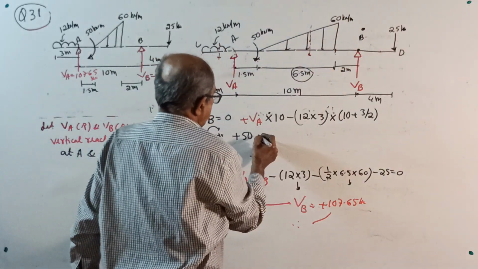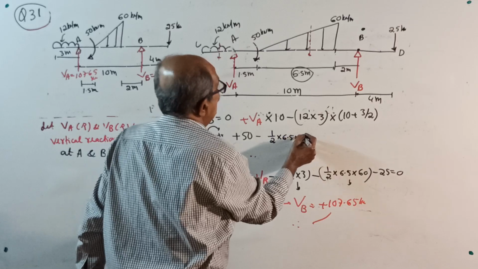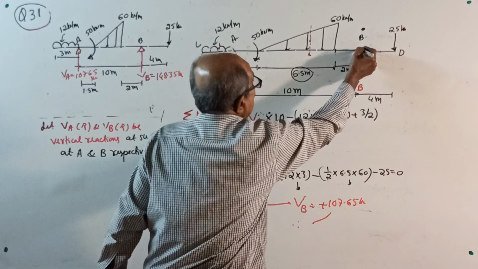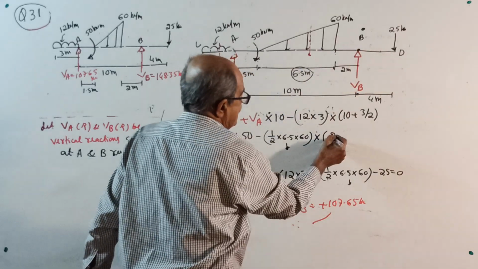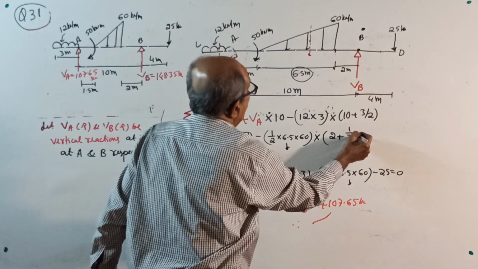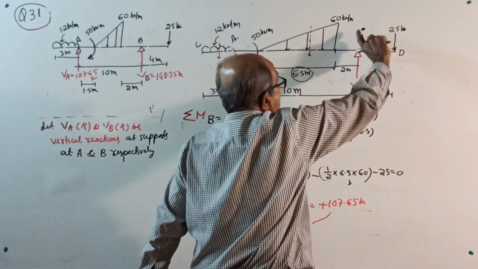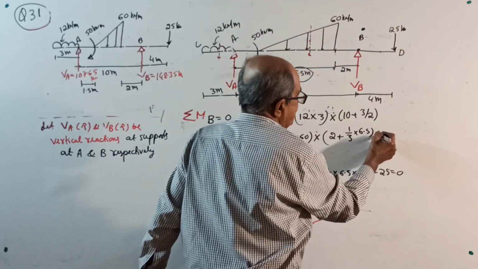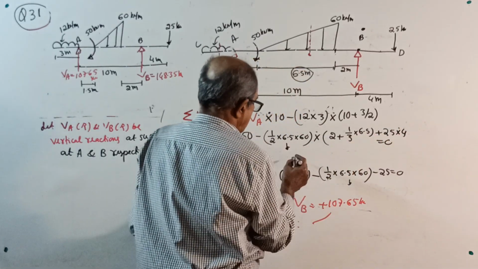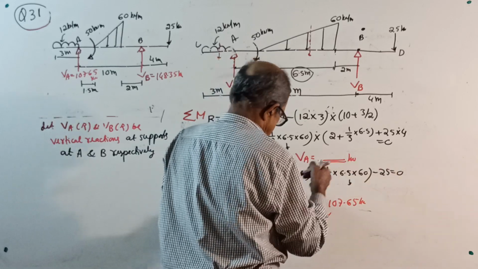This is anti-clockwise, so minus half into 6.5 into 60, which is the total load, into the moment about B: 2 meter plus, from here to here, 1 by 3 of 6.5. See, anti-clockwise, but this 25 into 4 is clockwise, plus 25 into 4, equal to 0. Therefore, first you will get the value of VA in kilonewton.